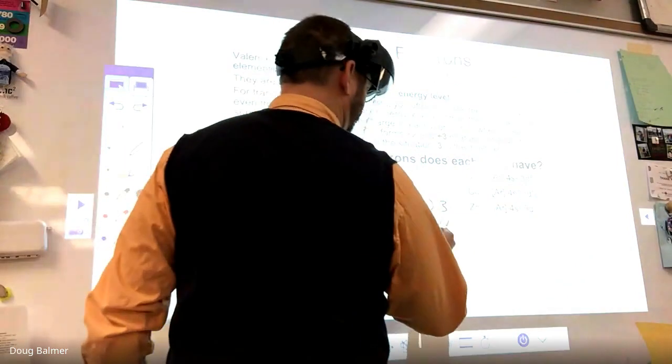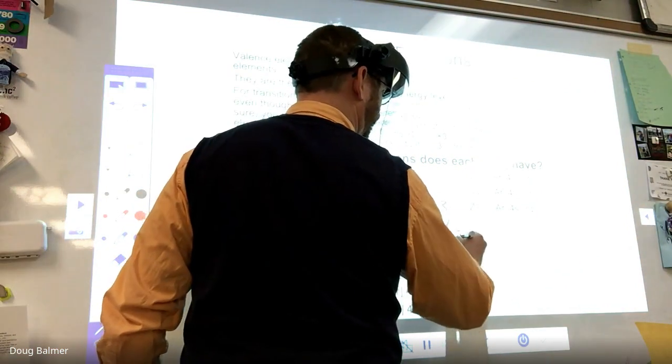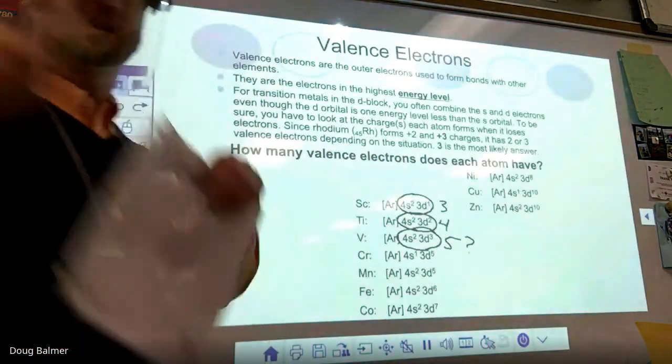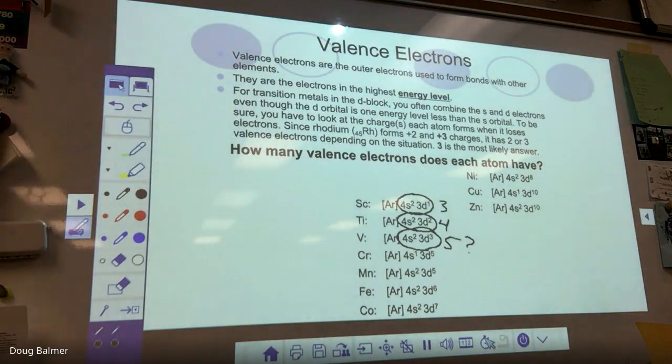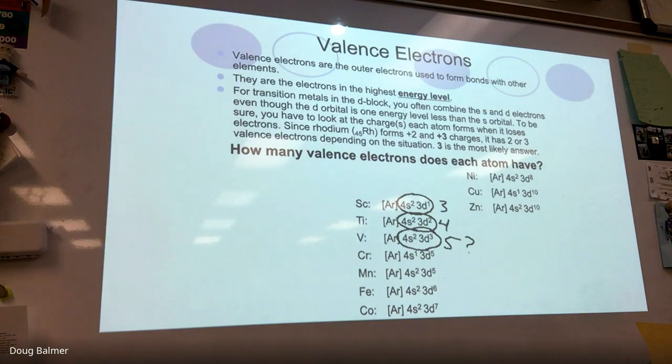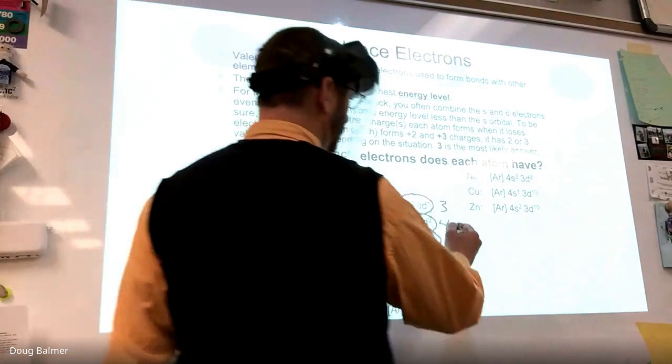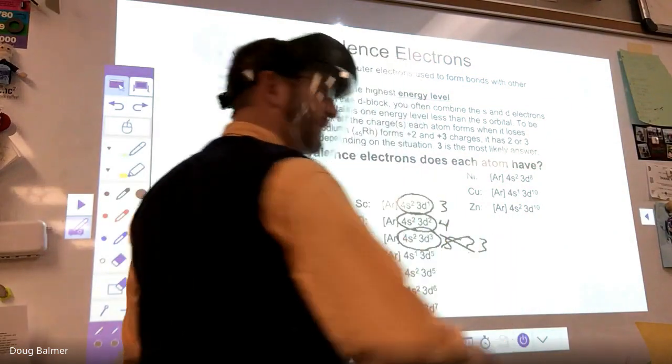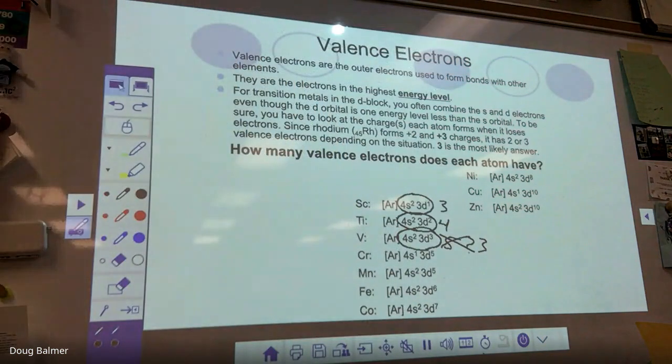When you take a look at vanadium, it could be a 5. But I put a question mark there. Let's check and see what the periodic table says. Vanadium could be a +3, a +4, or a +5 ion. So it could lose 3, 4, or 5 valence electrons. When you look at the bold option, it says it's only 3. So we'll just cross it out and say 3. Why? Because that's what the periodic table says.